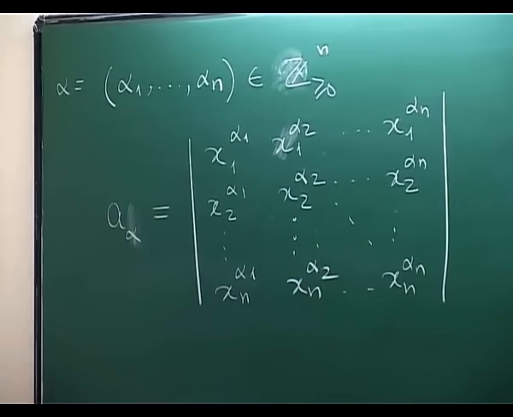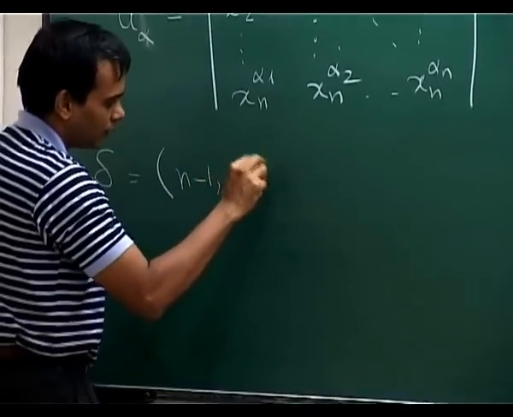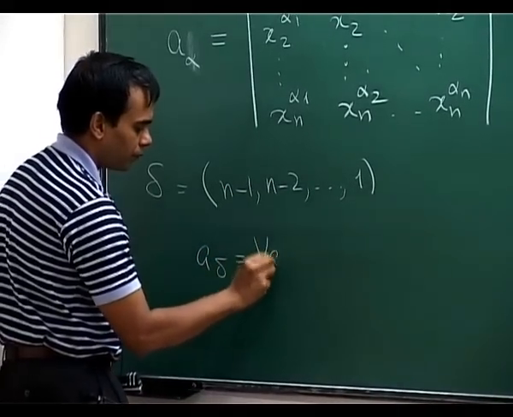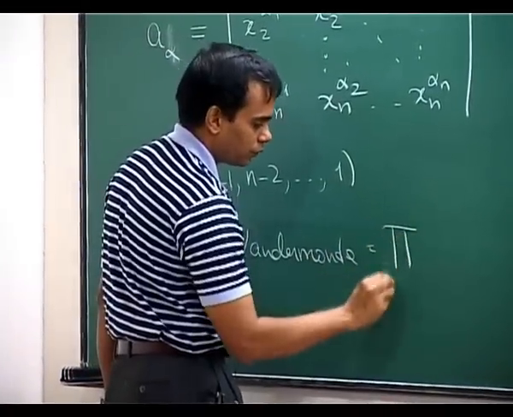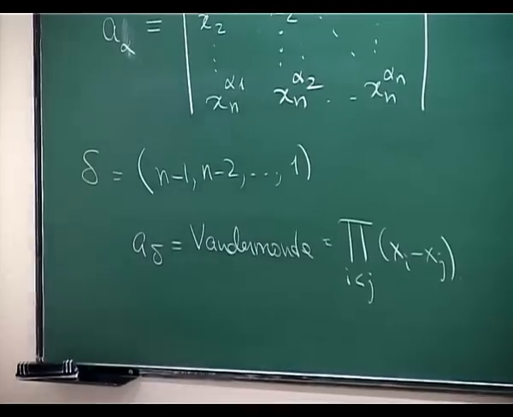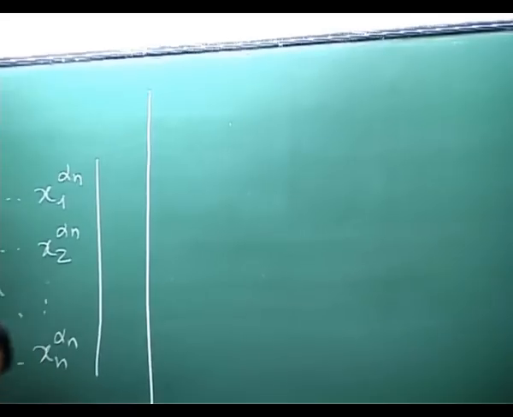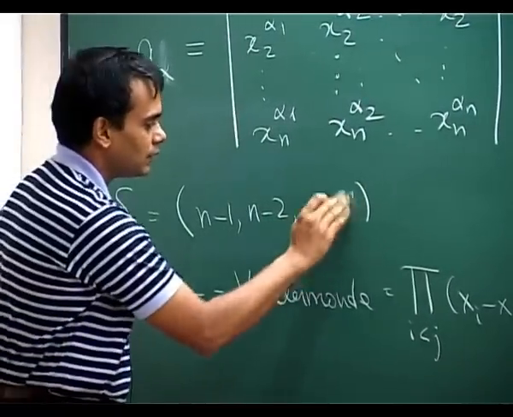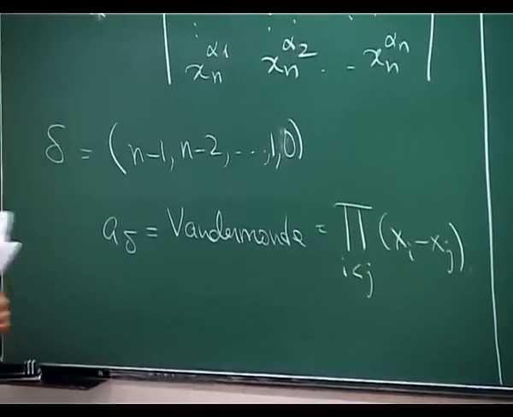Right, so it's a generalization of the Vandermonde. If you take delta to be the vector n minus 1, n minus 2 down to 1, then A delta is the Vandermonde determinant, which is the product over i less than j of xi minus xj. Oh yeah, thank you. The last one here should be 0. It's an n vector. That's very important.